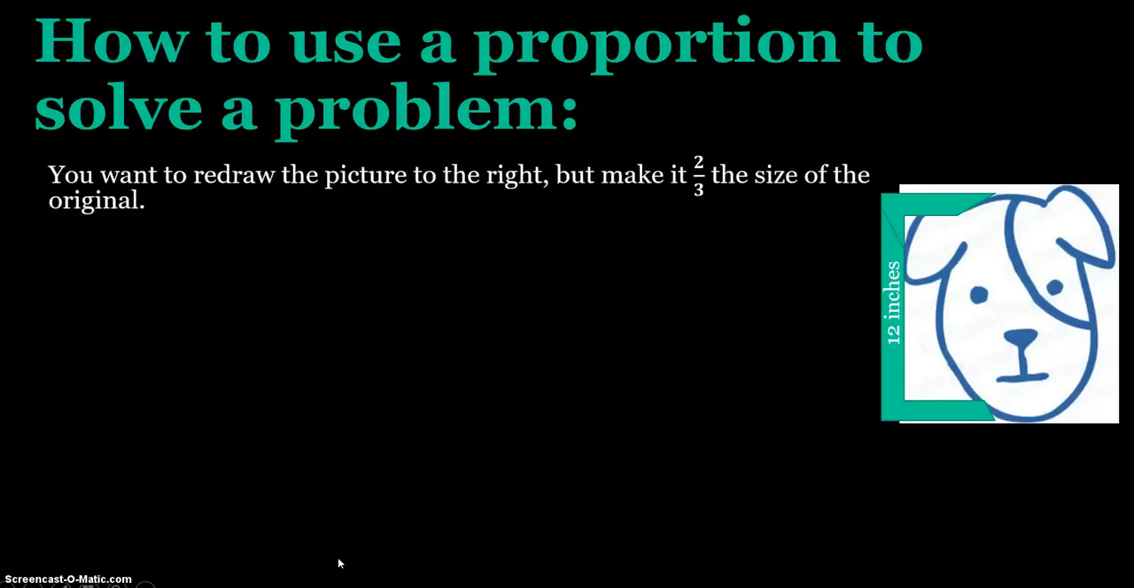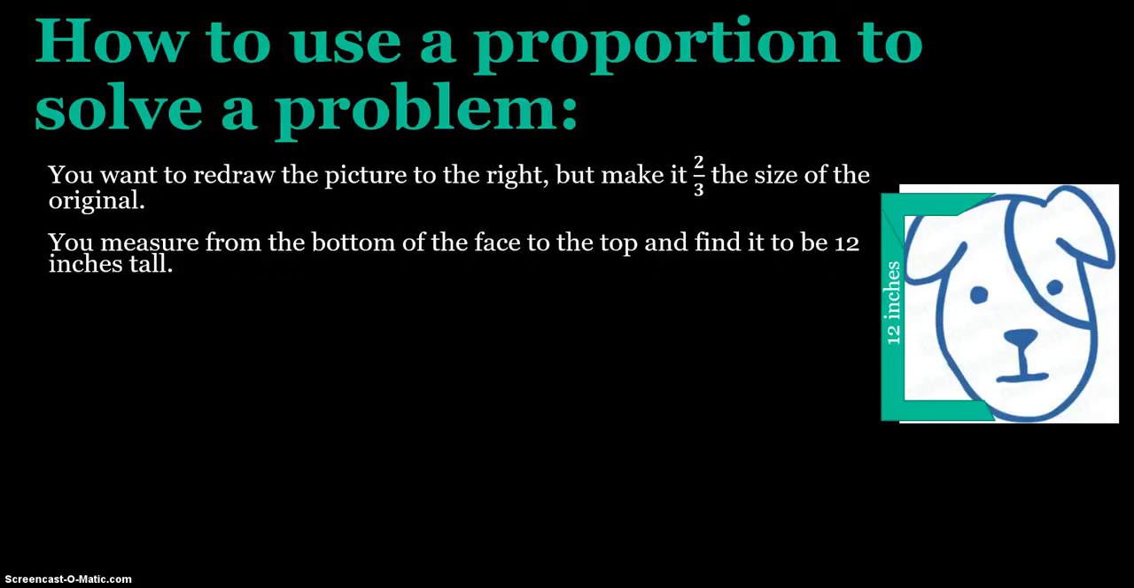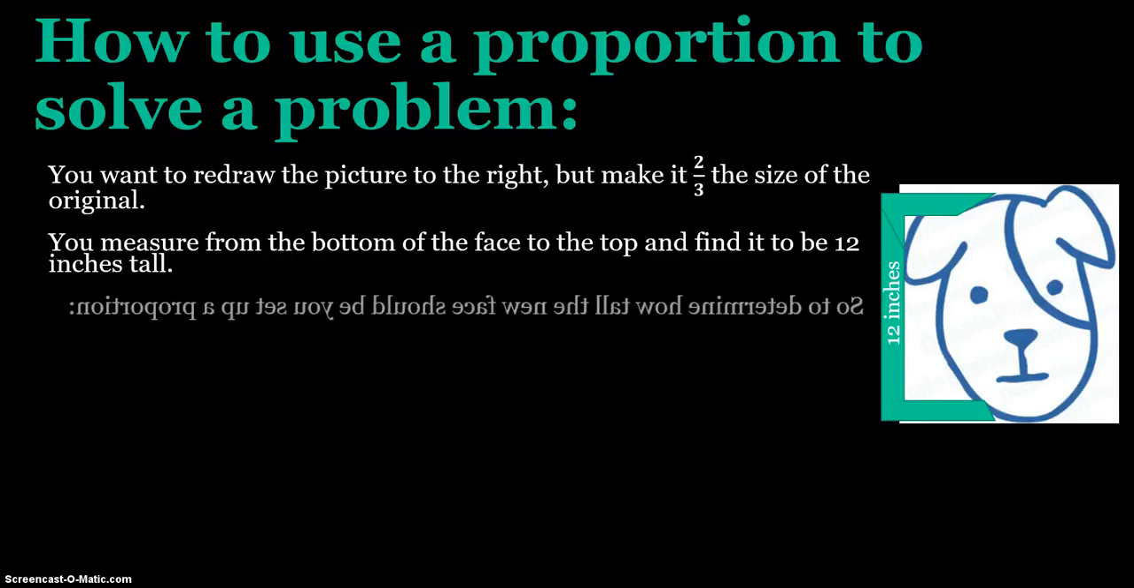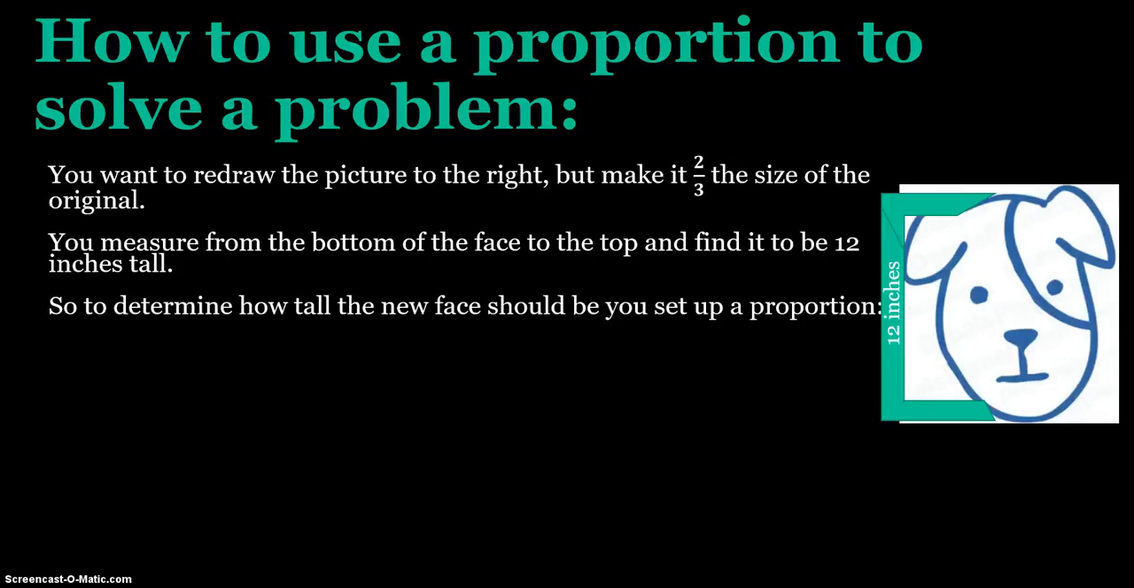So you want to redraw the picture to the right, but make it 2/3 the size of the original. You measure from the bottom of the face to the top and find it to be 12 inches tall. So to determine how tall the new face should be, you set up a proportion. We know we want it to be 2/3 the size of the original, so we do 2 over 3. We're not sure how wide, but we know it started with 12 inches tall.